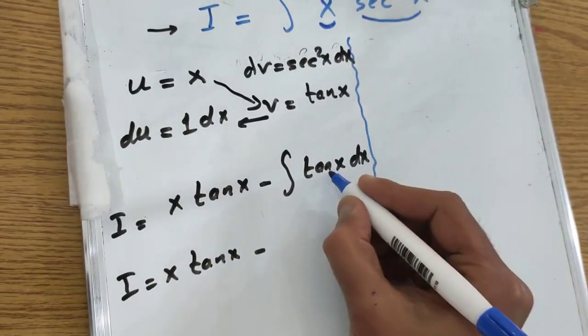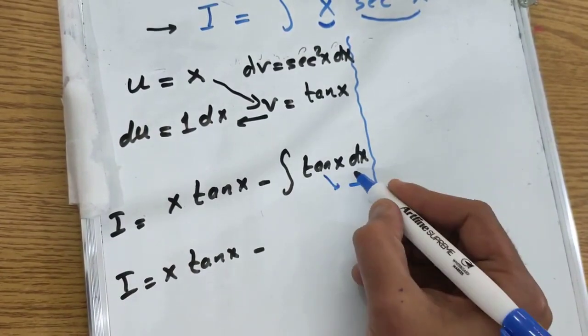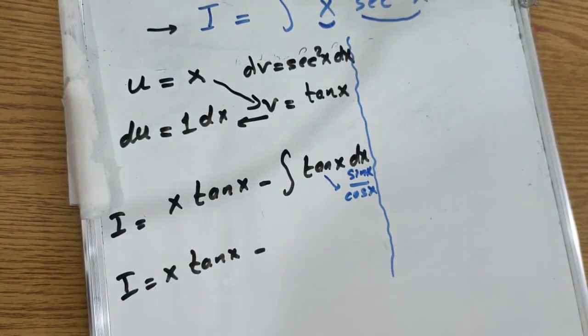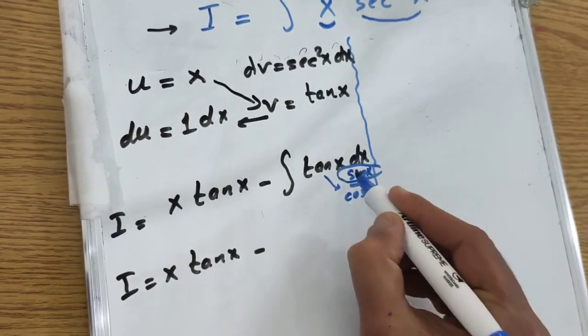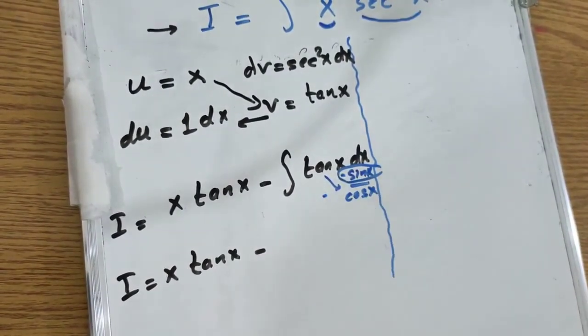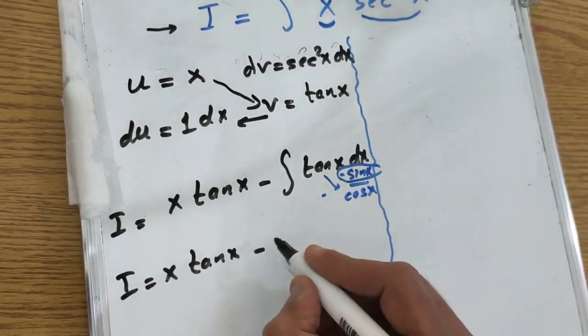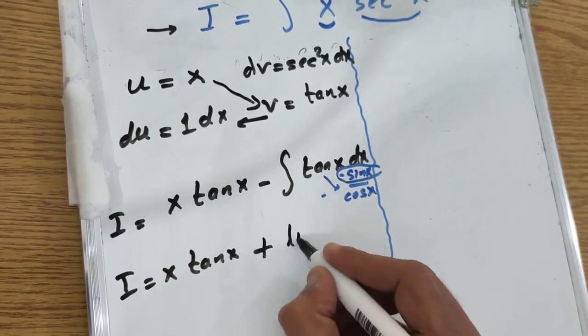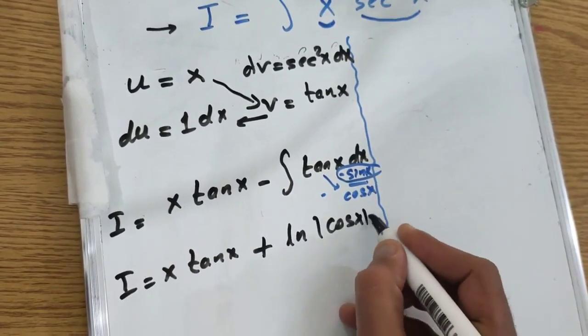And the integration of tan x, if you do not remember the integration of tan, you can think about tan. It's sine x over cosine x. And of course, sine x is the derivative of cosine if you multiply by negative and the negative outside. So this integration will be negative ln cosine x. So it's plus ln cosine x plus c.